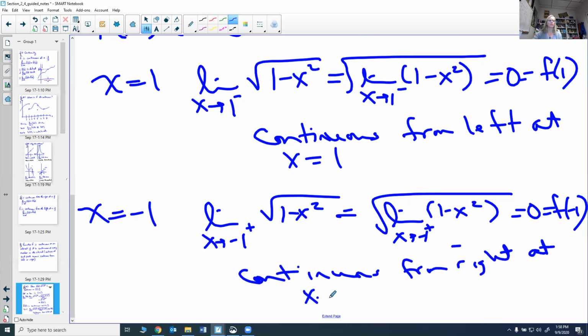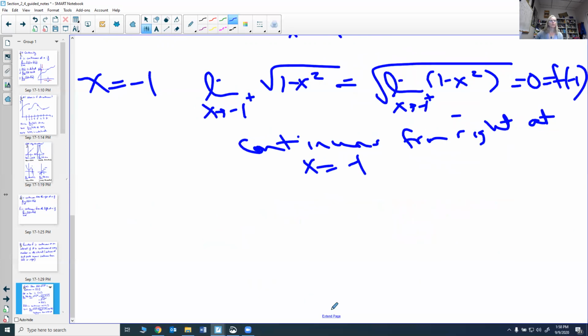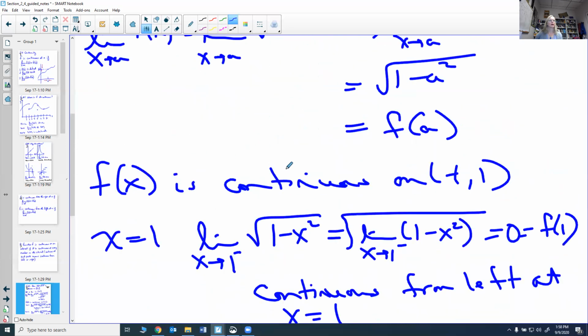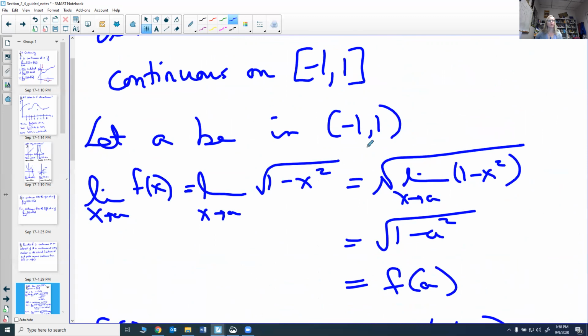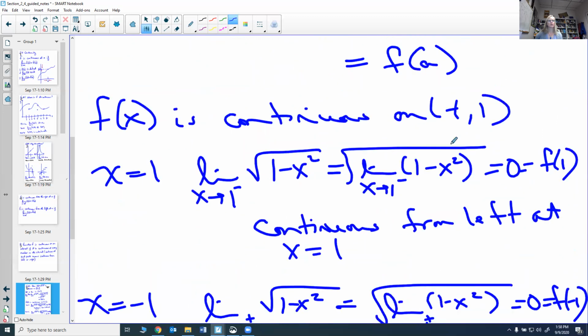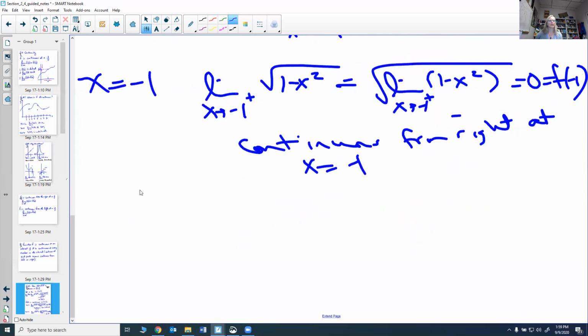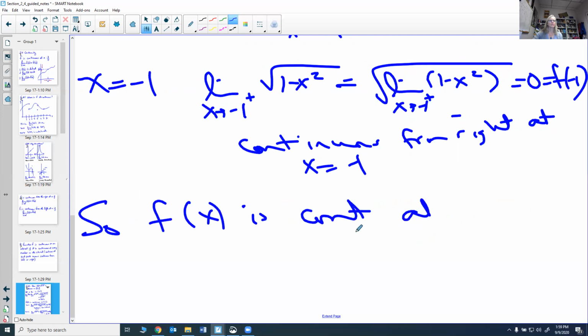At x equals -1. So we've shown that we're continuous on the open interval from -1 to 1. We've now shown we're continuous from the left at 1, and we now know we're continuous from the right at -1. So that means that f is continuous on -1 to 1 inclusive. Cool.